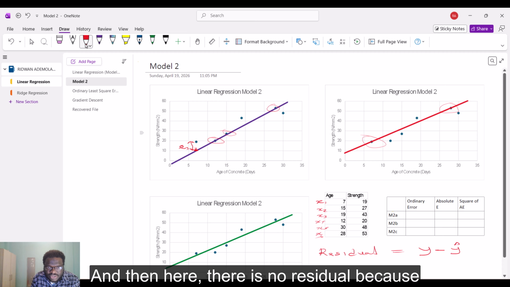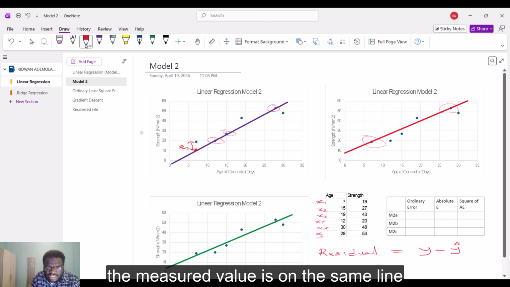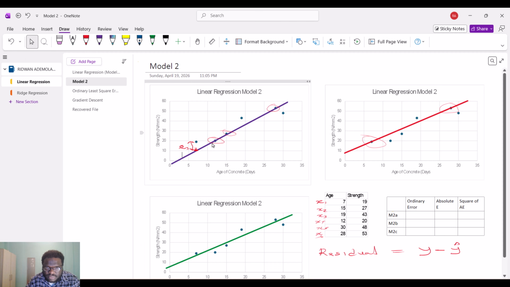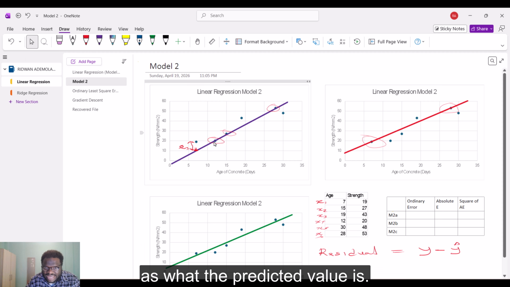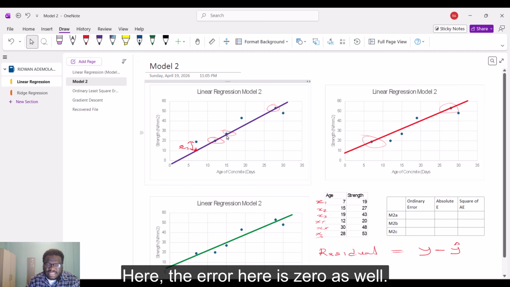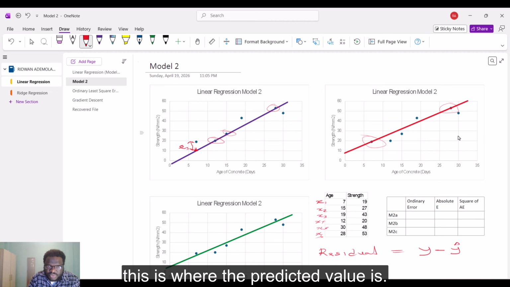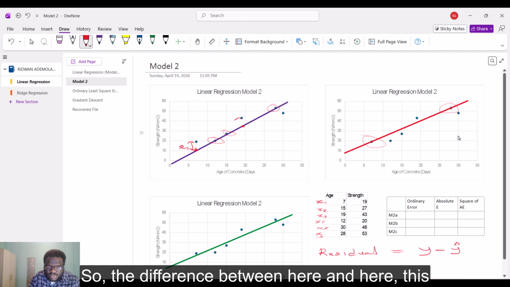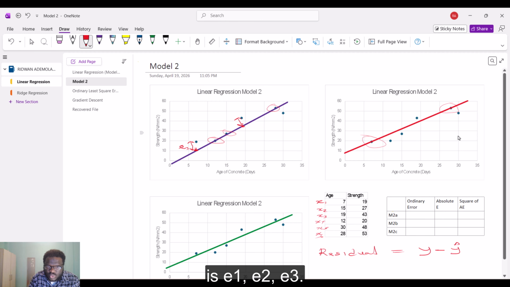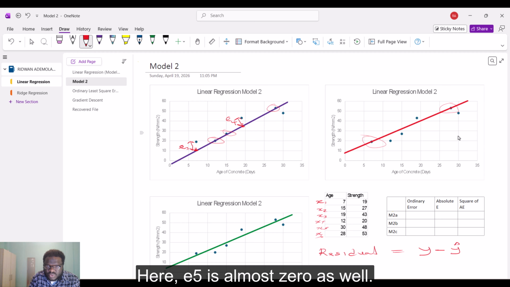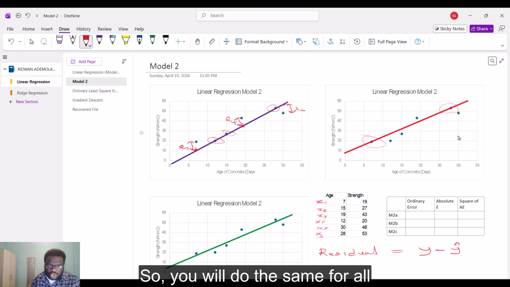And then here, there is no residual because the measured value is on the same line as what the predicted value is. So the error here is 0. Here, the error is 0 as well. But in here, there is an error because this is where the measured value is and this is where the predicted value is. So the difference between here and here, this is E1, E2, E3, this will be E4. Here, E5 is almost 0 as well. And then here we have E6. So you will do the same for all of these as well.